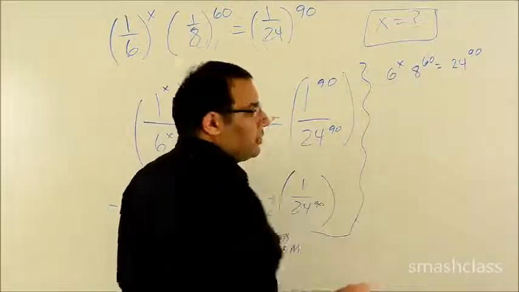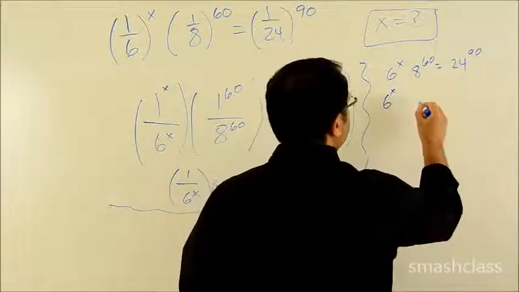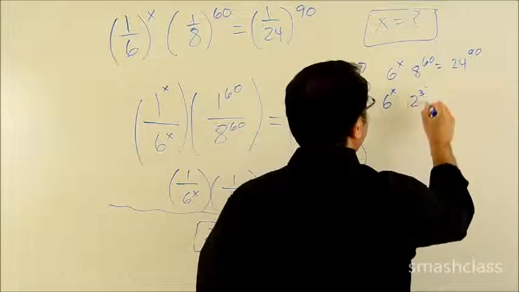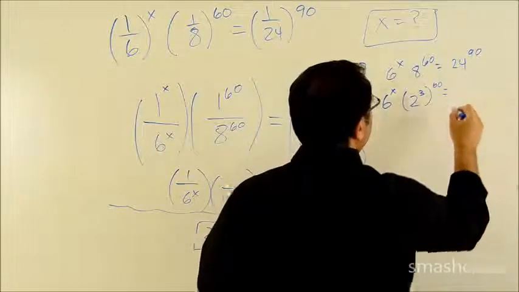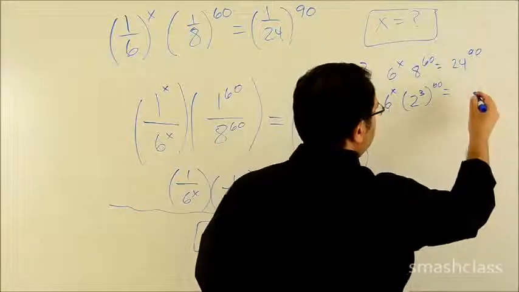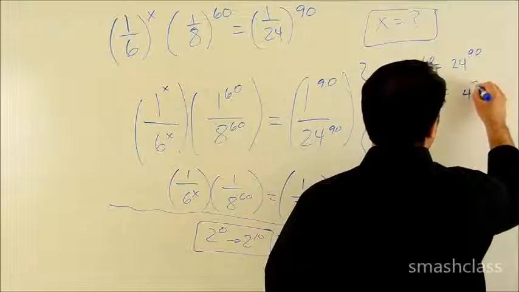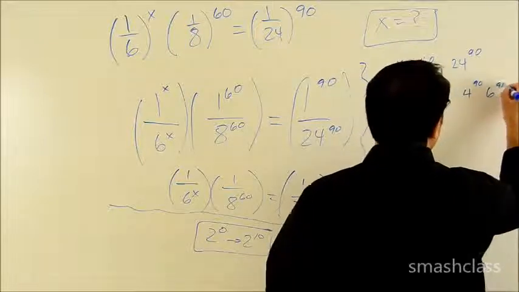This, I look at this and right away I think this is 2 to the 3rd power. So I'm going to write here 6 to the x times 2 to the 3rd to the 60th equals, and I'm going to try to get this side to look like this side. So this is going to be the same thing as 4 to the 90th times 6 to the 90th.